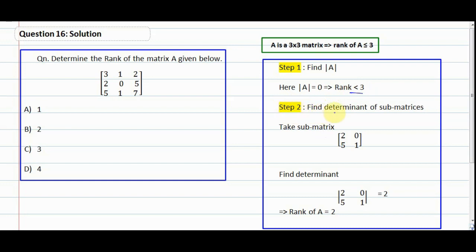We have to find the determinant of submatrices of order 2 by 2. So take a submatrix of order 2 by 2. Here we are taking this submatrix consisting of 2 rows and 2 columns. So 2 0 5 1 is one submatrix of this matrix A with order 2 by 2. When we consider this submatrix and find its determinant, we get it as 2, which is a non-zero value. Therefore, the rank of A is equal to 2. So here the right answer is given by option B, which is 2.